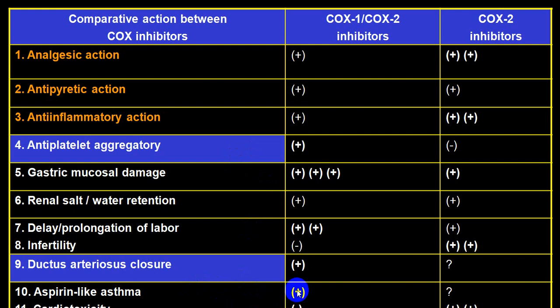So regarding side effects, with COX-2 inhibitors, no side effects on ductus arteriosus, no effect on what we call the respiratory passage. As far as cardiotoxicity is concerned, there is a question mark, that is with celecoxib. They are cardiotoxic or they have a high chance of stroke and myocardial infarction. So there is always a question mark whether to use or not to use.